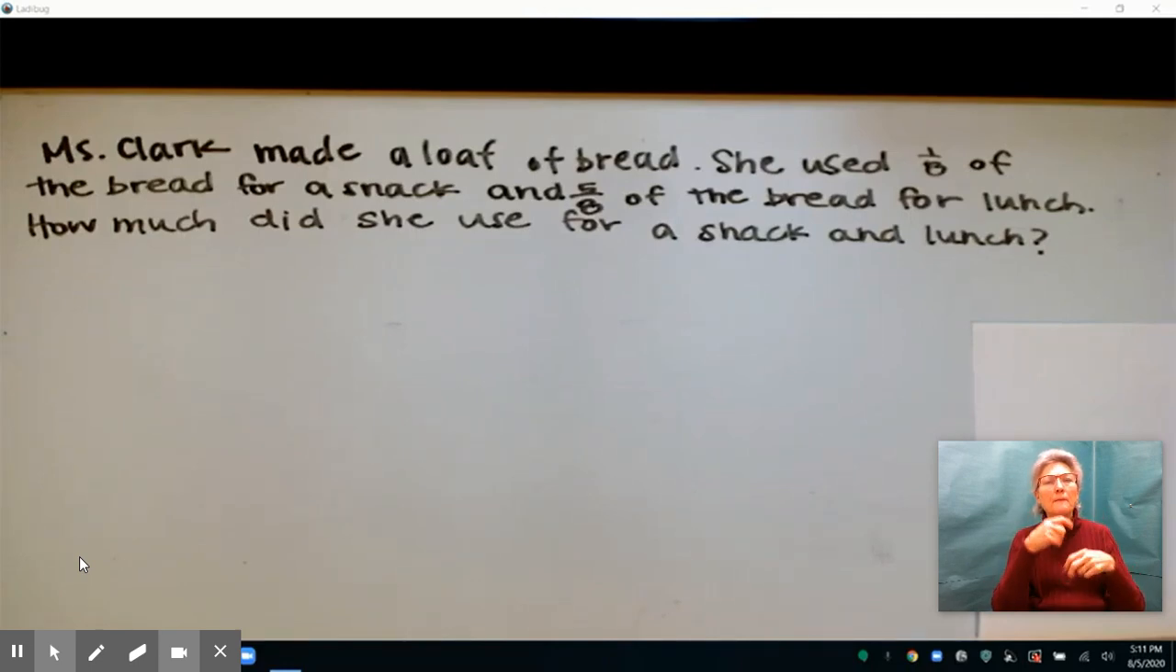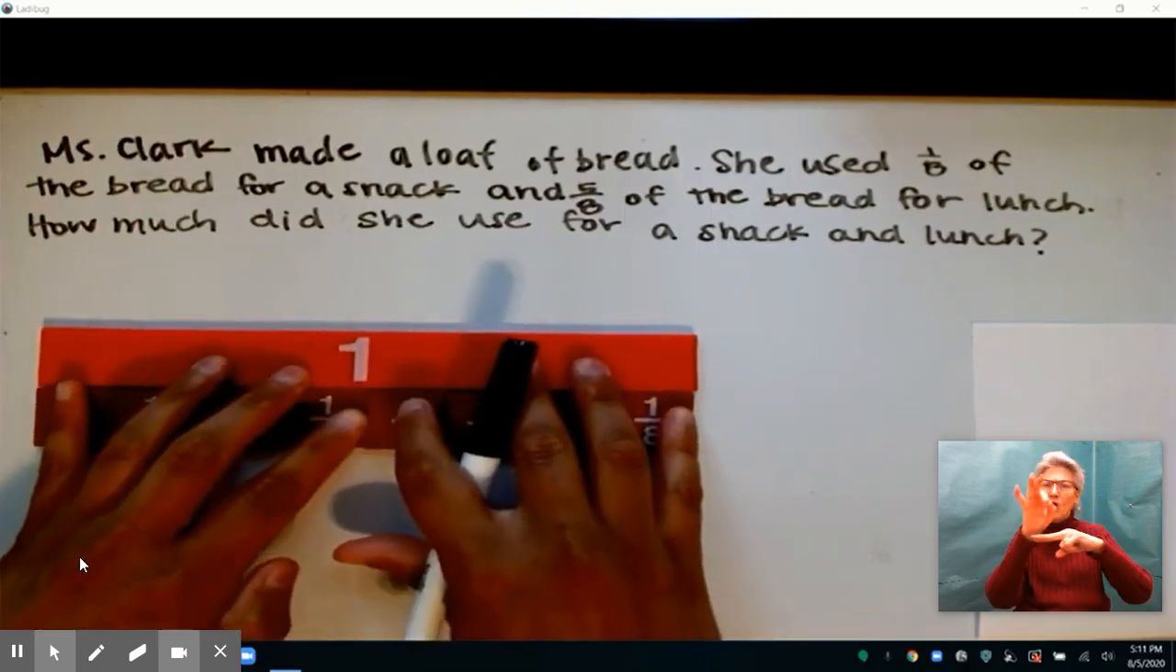Mrs. Clark made a loaf of bread. She used 1/8 of the bread for a snack and 5/8 of the bread for lunch. How much did she use for a snack and lunch? So this problem is asking us to find the total amount of bread that Mrs. Clark used. So I'm going to start off by using some fraction strips to help me visualize this situation.